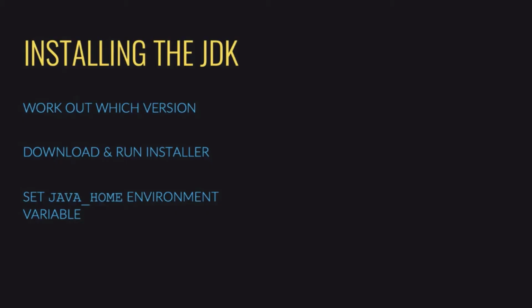Next, we need to download and run the installer. This is a really quick process to do. It's literally just double-clicking, so that'll be nice, simple, and straightforward. Next, we need to set a thing called an environment variable, which is going to be called JAVA_HOME. Now, environment variables, it might seem it's getting very technical now. It's really not.